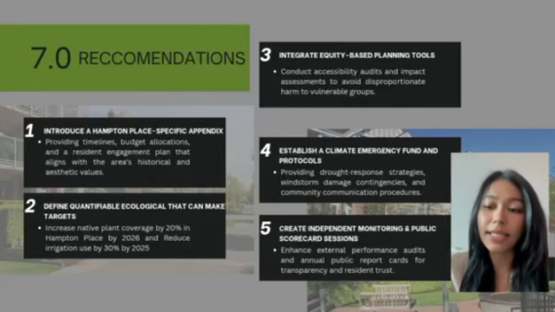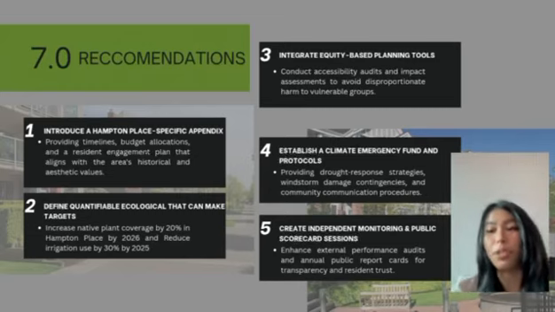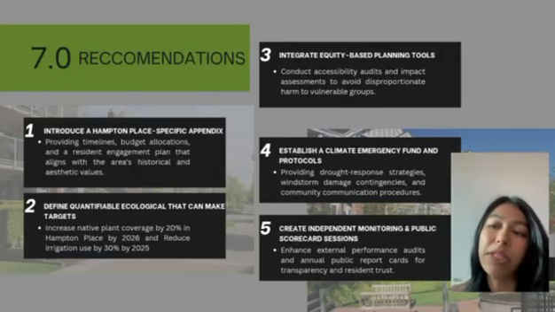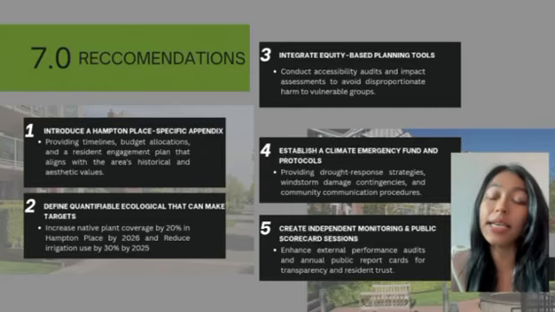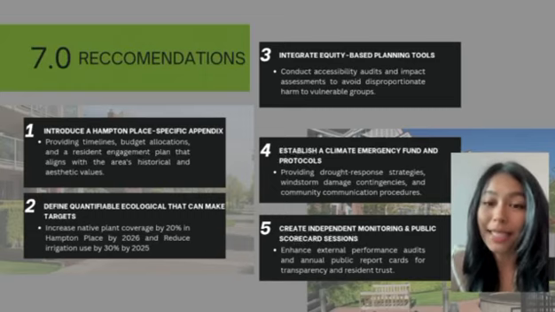Third, we suggest integrating equity-based planning tools. Conducting accessibility audits and social impact assessments will ensure the management practices do not cause unintended harm to vulnerable resident groups. And fourth, we propose establishing a climate emergency fund alongside a clear emergency protocol. This will ensure the team has an immediate drought response strategy, windstorm damage contingencies, and robust communication procedures ready to deploy.